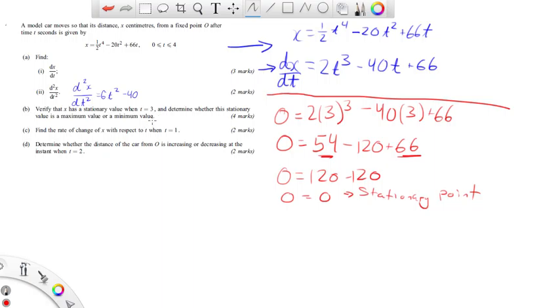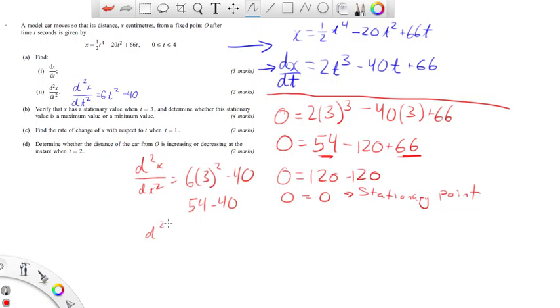And now we need to determine whether this is a maximum or a minimum. What we're going to do is use the second derivative for that. So with the second derivative, when t is equal to 3, if it's greater than 0, it's going to be a minimum. If it's less than 0, it's going to be a maximum. So 3 squared is 9. 9 times 6 is 54. 54 minus 40. Obviously 14, but we don't really care what it is because it is positive.